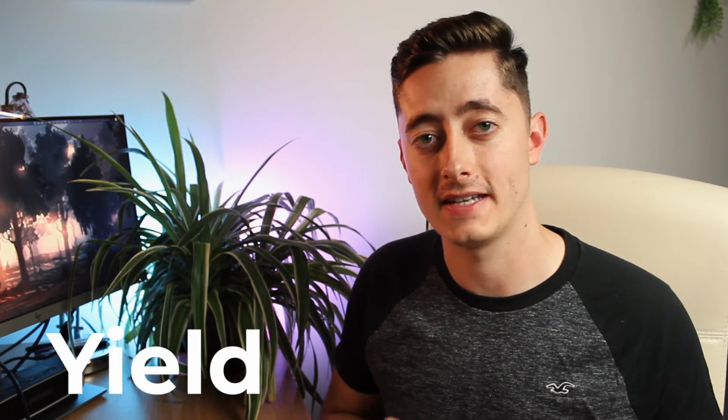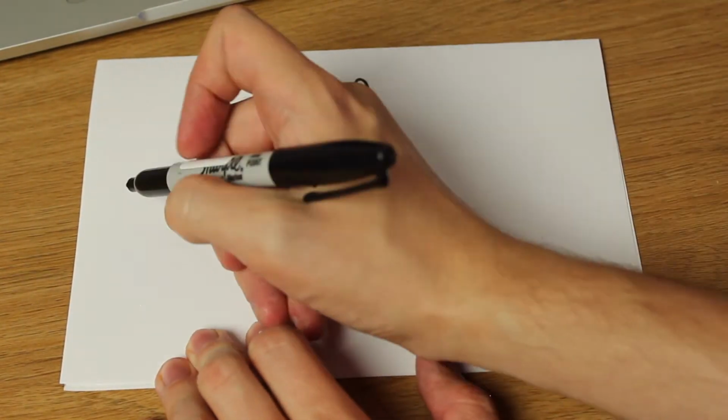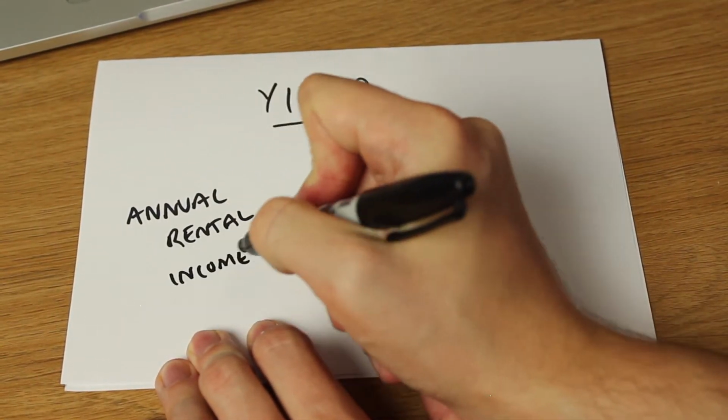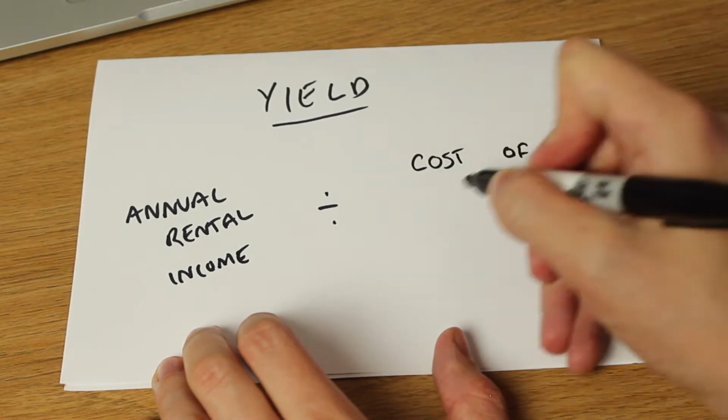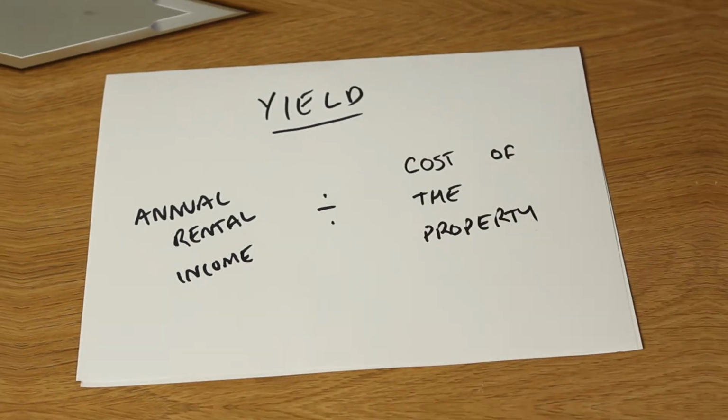Aside from ROI or return on investment, we can also look at yield as well. So yield is used when you're renting out a property and will help you understand whether it's good or bad or not. So we're going to look at gross yield and net yield. Gross yield is the total annual rental income divided by the cost, and this is a real quick, at a glance number that you can be working out. So let's break that down.